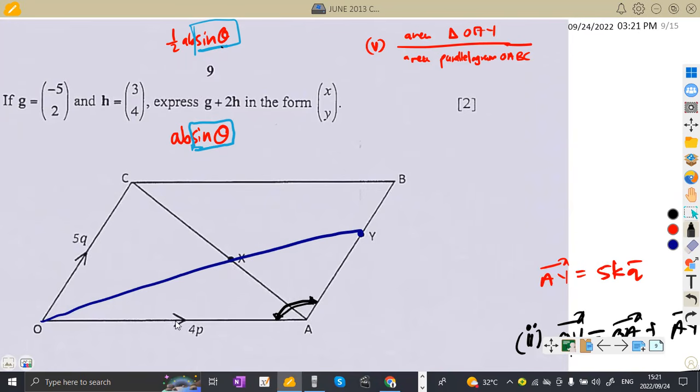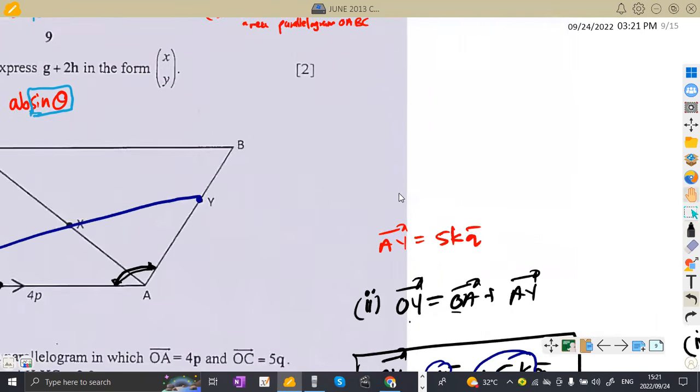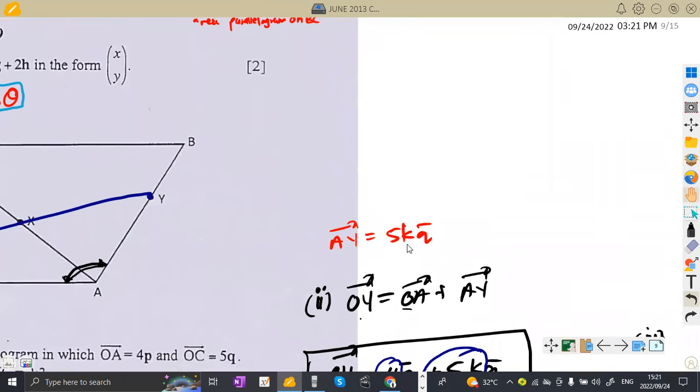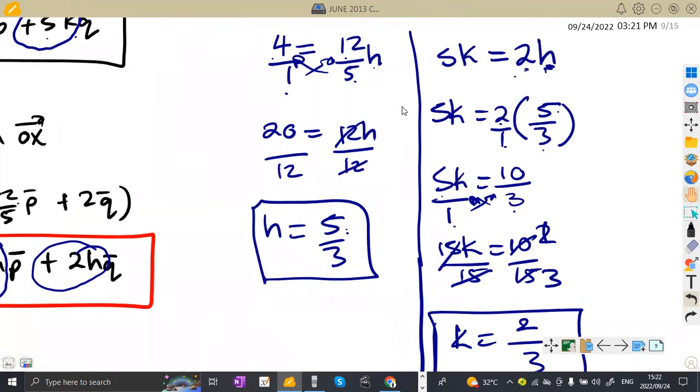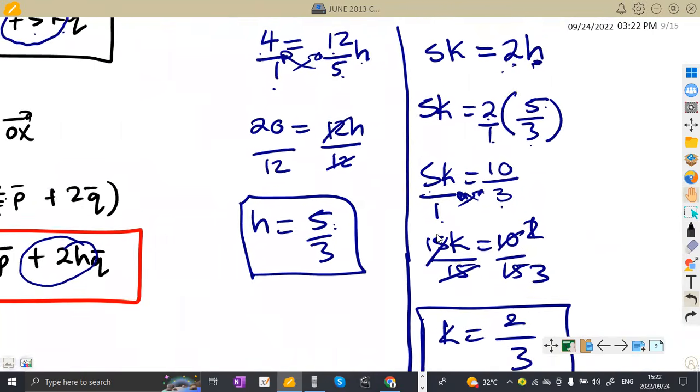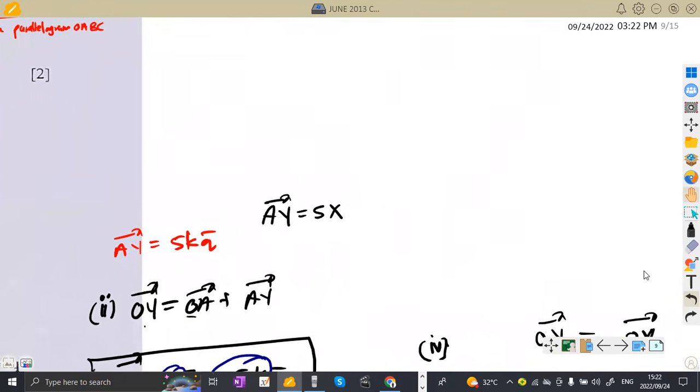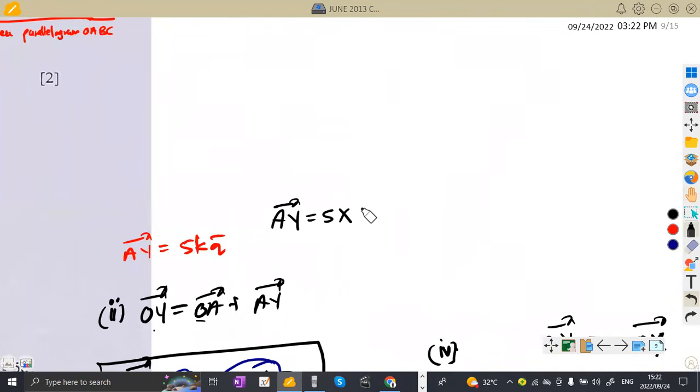From O to A, I've got 4p. From A to Y, remember we wrote AY, and we said AY is equal to 5k times vector q. Since we have the value of k now, AY is equal to 5 times k. Our k that we obtained previously, let us cross check here, it was 2 over 3. So we multiply by k, which is 2 over 3.